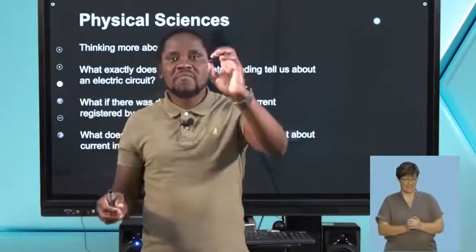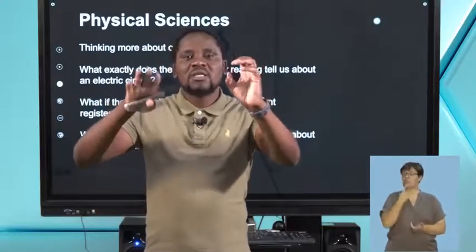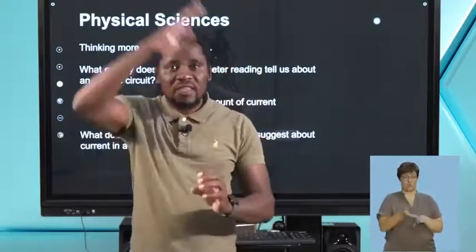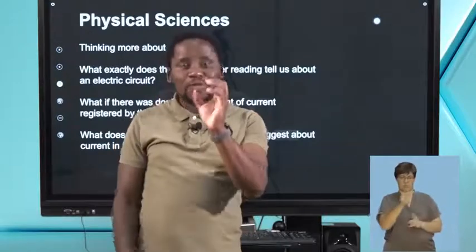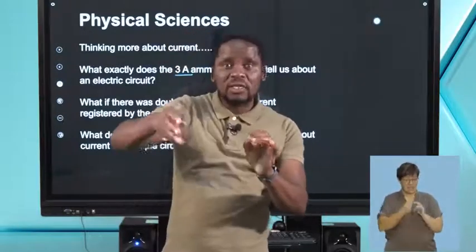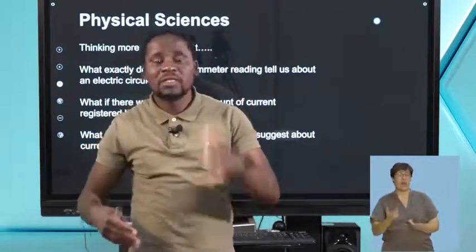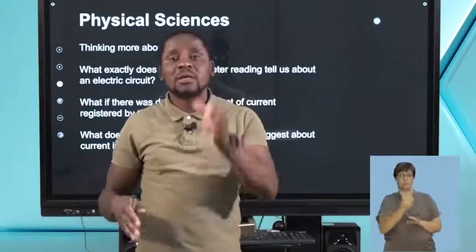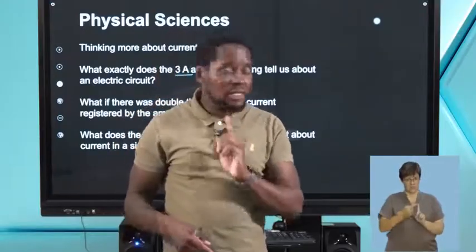So if it's 3 amperes, we are saying that there's 3 coulombs of charge, whatever that number of electrons is, that pass through that point per second. So if we double it to 6 amperes, what does it mean? It means there's 6 coulombs of charge passing through that point per second, right?